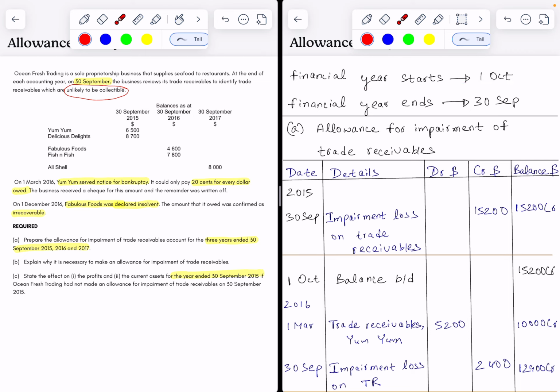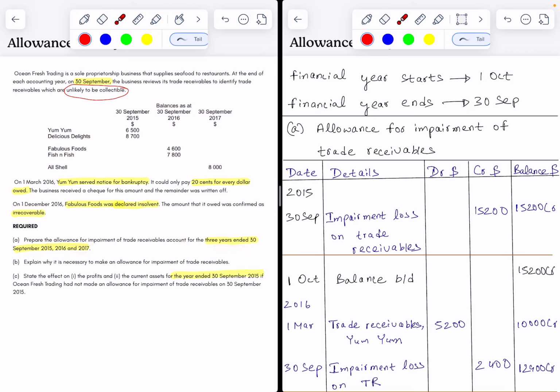So here we are given some information about our credit customers, and these credit customers are likely that they may not be able to pay us, okay? And we have been provided this information for 30 September 2015, 30 September 2016, and 30 September 2017. Then we have got 2 more paragraphs with regards to Yum Yum and then Fabulous Foods, who are the customers that are already mentioned in this table. And you can see the requirement in part A of this question is to prepare the allowance for impairment account for the 3 years ended 30 September 2015, 2016, and 2017.